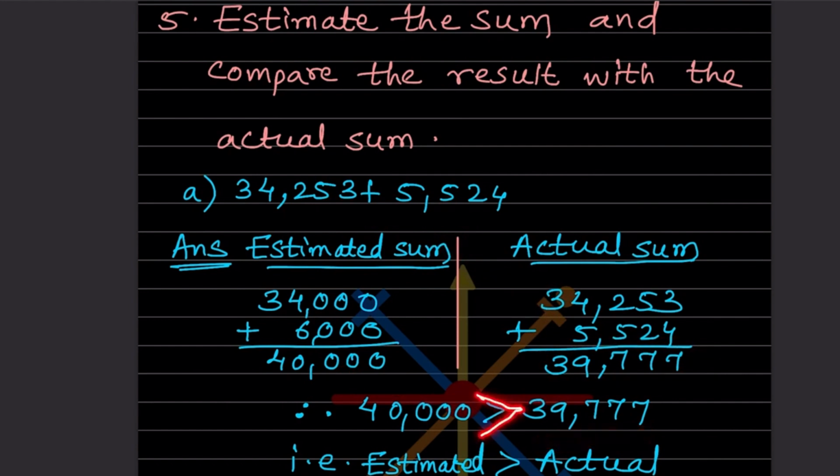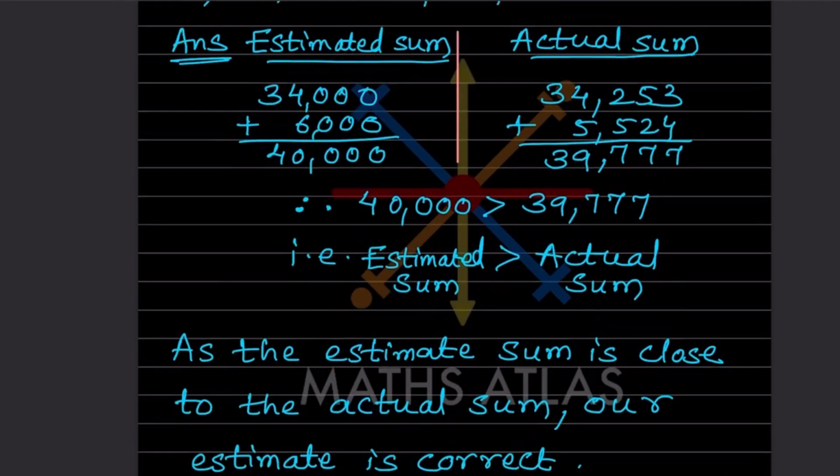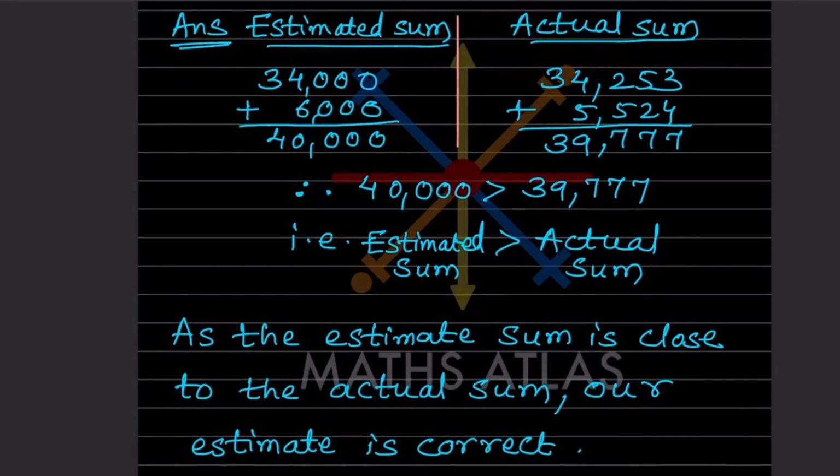You know the crocodile's mouth. This also is explained in the previous part: how to guess whether it's a bigger number or a smaller number, and which symbol you should put. So definitely you open the mouth over here. 40,000 is greater than 39,777. So here the estimated sum is greater than the actual sum. As the estimated sum is close to the actual sum, our estimate is correct.